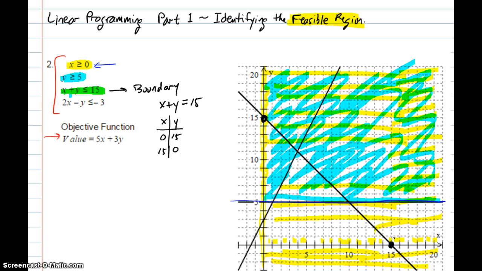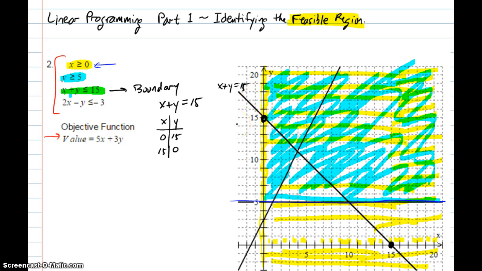That's the line x plus y equals 15. And now, where am I interested? Which side of that line do I want to graph? Because that line divides it into two sections. X plus y equals 15, and on one side x plus y is going to be bigger, and on the other side x plus y is going to be less than 15. Now I got to figure out which side that is.